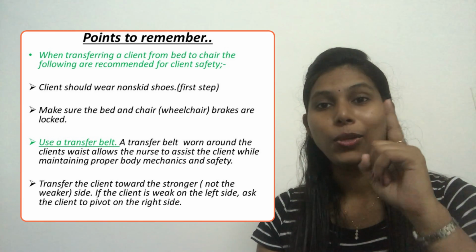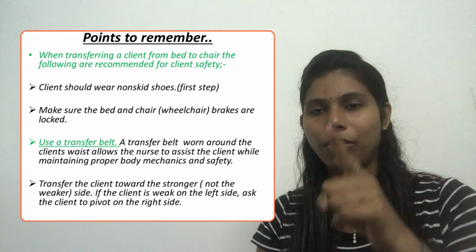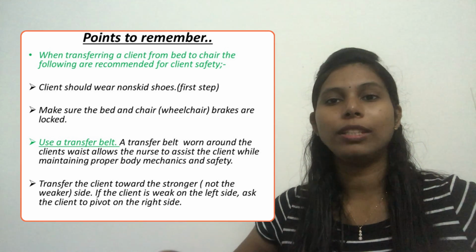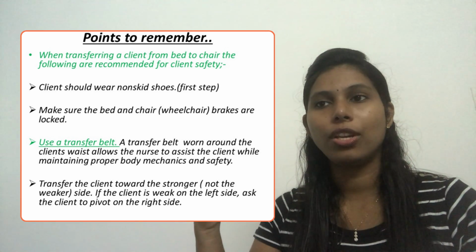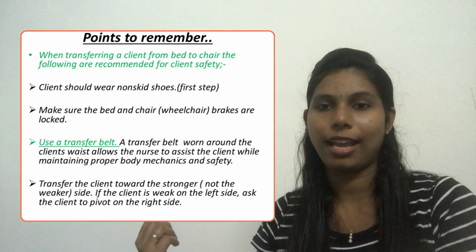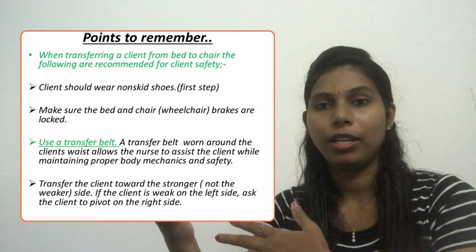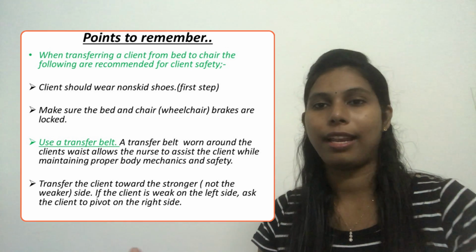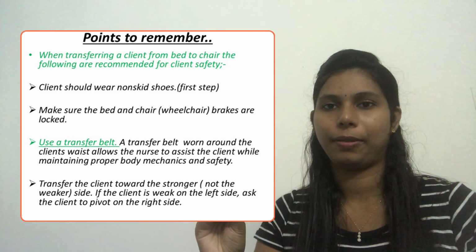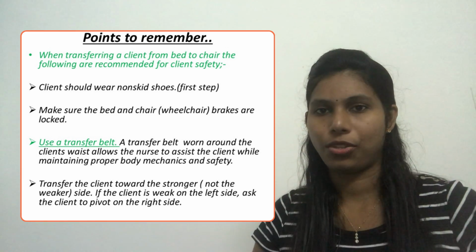Then the next point, use a transfer belt. I think now you might have got the answer. In the question we saw this option. So how to use it? A transfer belt worn around the client's waist allows the nurse to assist the client while maintaining proper body mechanics and safety. That is the proper principle that will support body mechanics and safety. So always use a transfer belt. It will be worn around the client's waist.